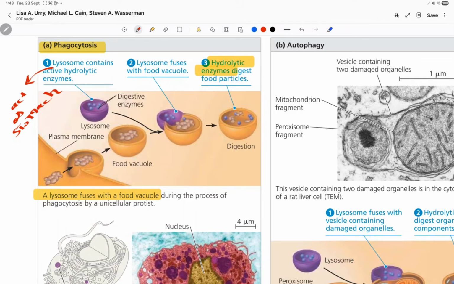Okay? And of course, in a human cell, we also have phagocytosis, not used for the purpose of digesting food, but for the purpose of killing invading cells. So your immune cells include white blood cells, and they are responsible for clearing out any possible infections, right?